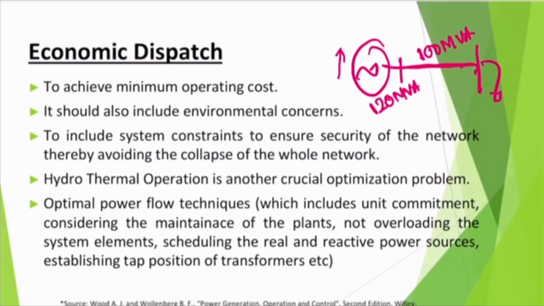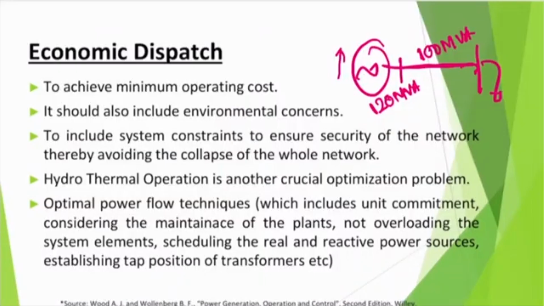Now there is one more important part. When you optimize your generation and are also able to cater to the customers without violating transmission constraints, that process is known as the optimal power flow technique. Optimal economic dispatch, satisfying power flow constraints together, is known as optimal power flow.